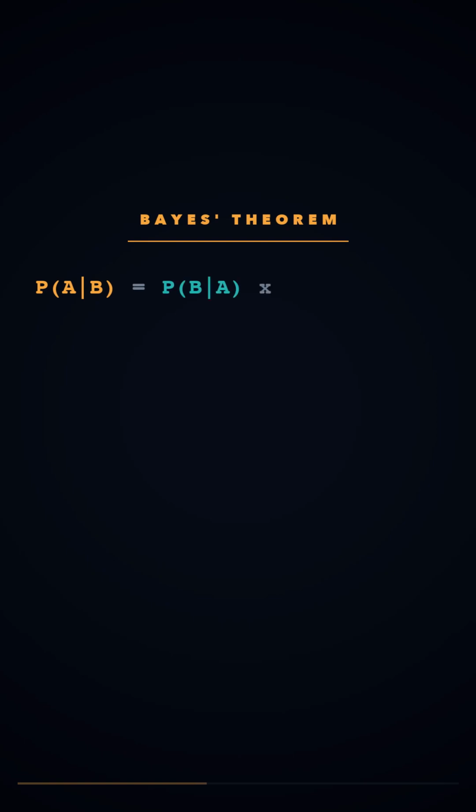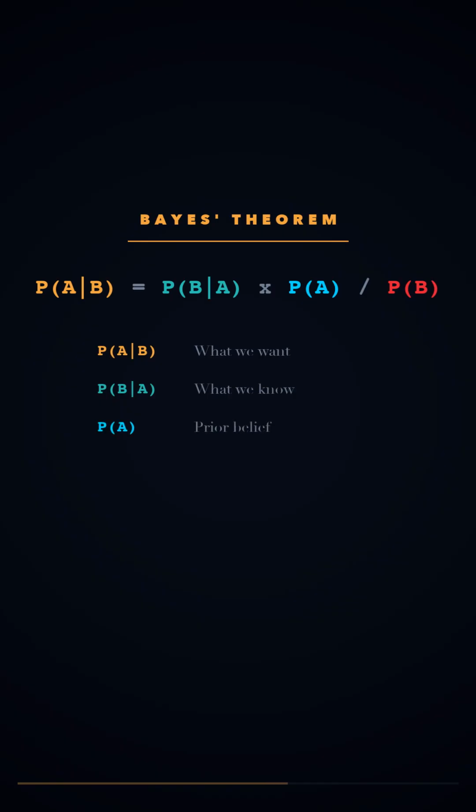The answer is yes, and the formula is Bayes' theorem. P of A given B equals P of B given A, times P of A, divided by P of B. That is it. One formula. It tells you how to update your beliefs when you receive new evidence. It tells you how to reverse the direction of a conditional. And it explains why the doctor's test at the beginning of this video is not what you think.